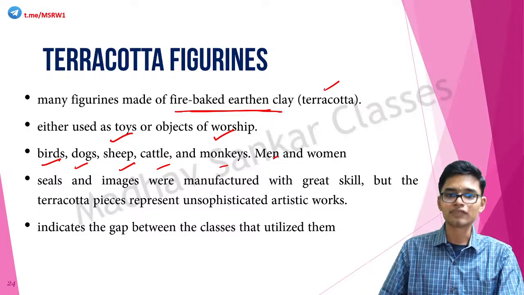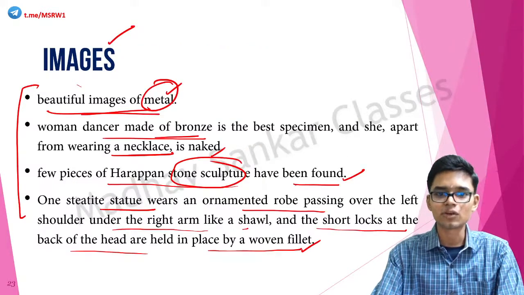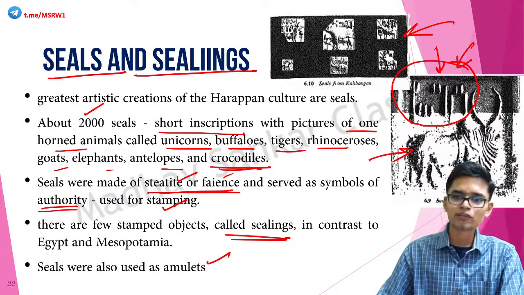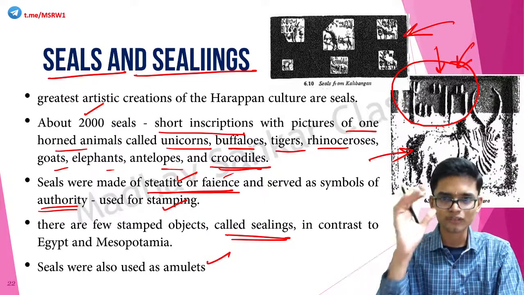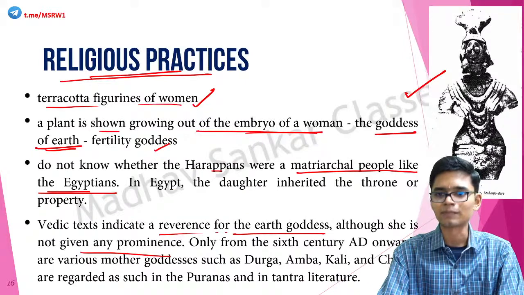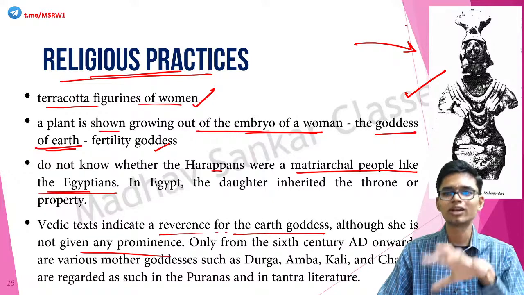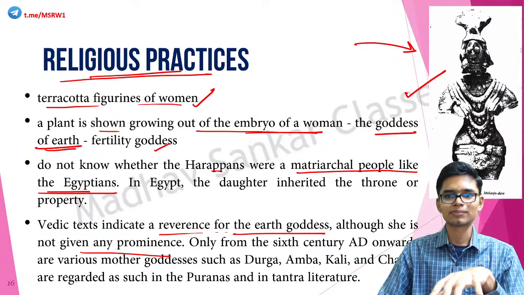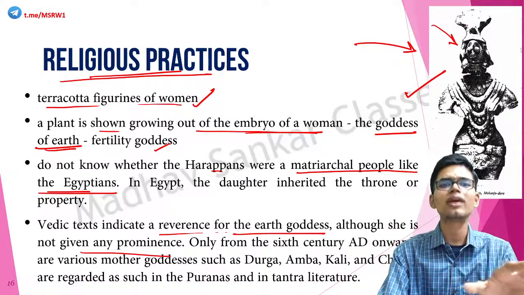Seals and images were manufactured with great skill, but terracotta pieces represent unsophisticated artwork. That is a very curious thing. In the seals that we saw, just look at these images. Very beautifully carved, right? The horns of this animal, etc., are very pointed, very beautifully carved. Lots of effort has been put into the seals. But then look at this mother goddess figure. A very crude figure, not much artistic work is put into it. Look at the face that is created, it's not at all sophisticated. It's a very crude kind of figure.